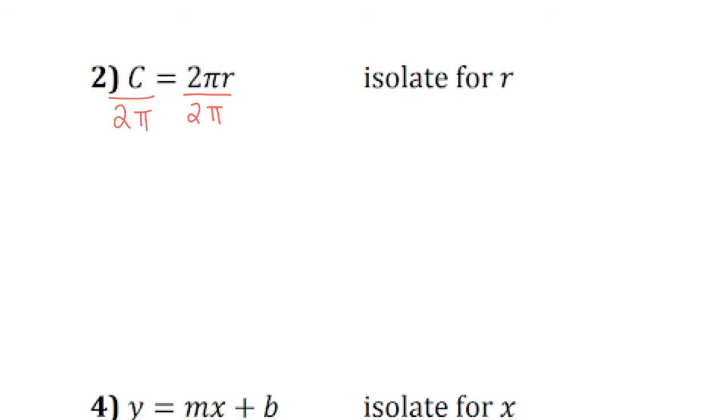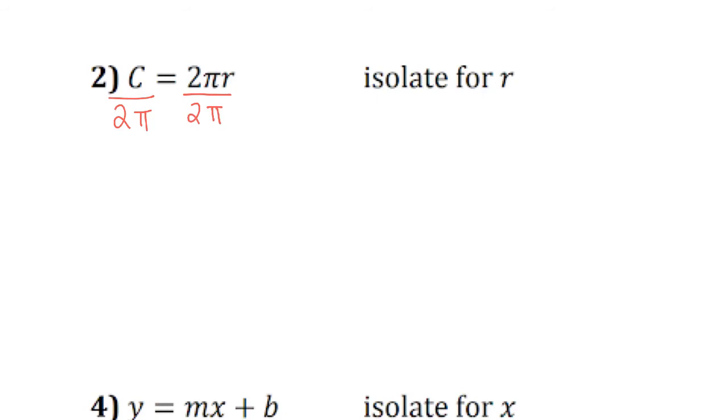Okay, so let's actually do some of this division. Let's start with 2 divided by 2. Well, 2 divided by 2, that's 1. And we know that we don't really have to write that number 1, so we're just going to leave it out. We also have pi divided by pi.